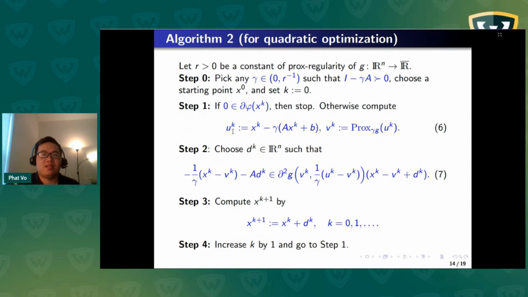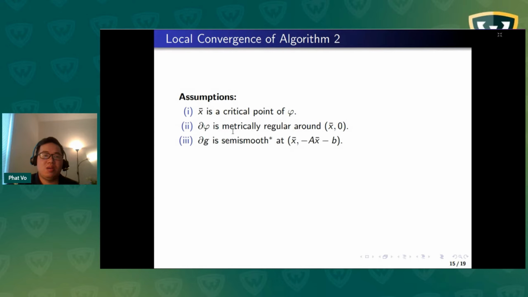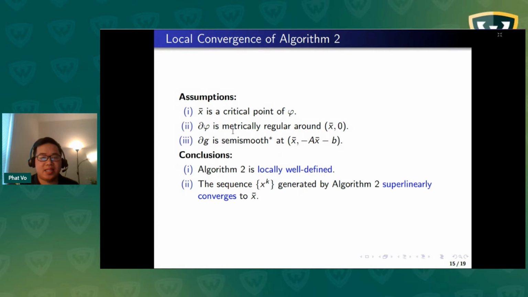And the second algorithm is for solving the quartic optimization problem. As you can see on the screen, that is the algorithm for solving quartic optimization problems. The result we got here is similar to the classical case. Algorithm 2 is also locally well-defined and superlinearly converges to x bar if we have three assumptions here.